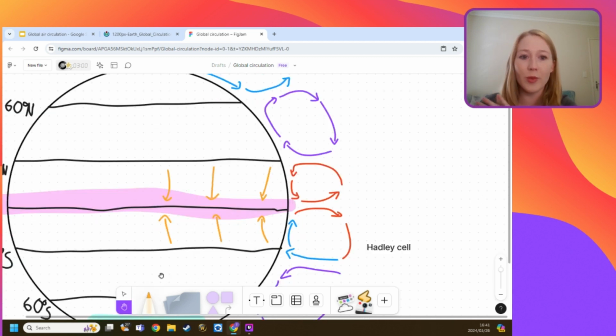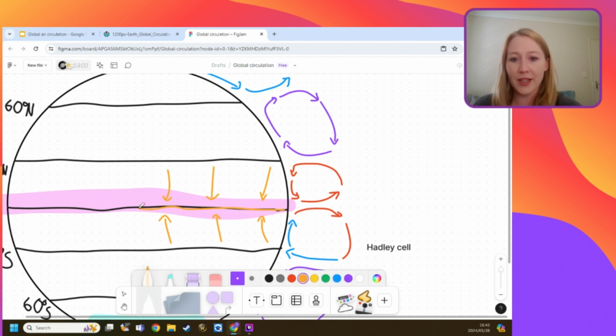So what I wanted to show you over here with the orange arrows is you can see the Hadley cell, the wind blows towards the equator. So the air will rise and it almost pulls the air in from either direction. So the wind blows towards the equator during all times of the year from the north and the south. This area where the two winds meet, where they converge, that is the intertropical convergence zone. There, where that orange line is, that is the ITCZ.